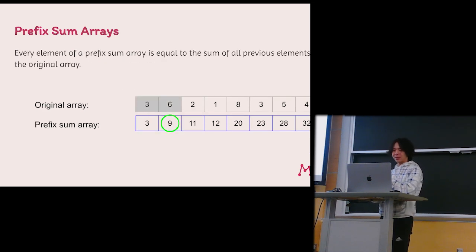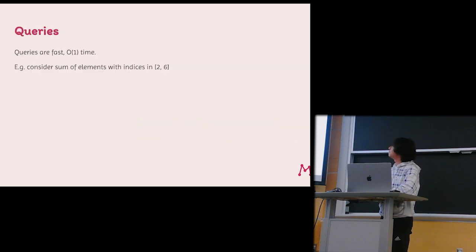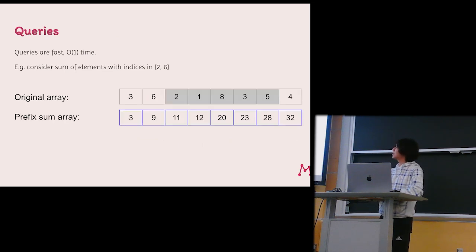And we construct this iteratively. Now we have 11, then 12, we add 8, 20, add 3, 23, add 5, 28, and we add 4 to give us 32. And using this structure, we can actually answer our queries extremely efficiently in O(1) to be precise. So consider the sum of elements with the indices in [2, 6].